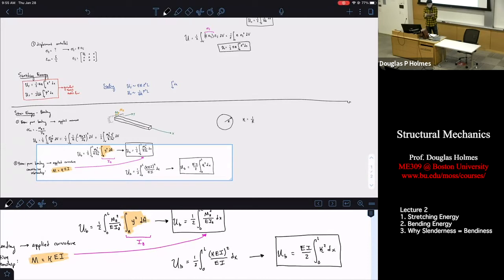So it looks like it has the same form as our stretching energy. Stretching energy said, I'm going to have E times some property of the cross-sectional area times the integral of my deformation squared. Same idea. Now I just have E, some property of the cross-sectional area, times the integral of some deformation, in this case curvature, squared.